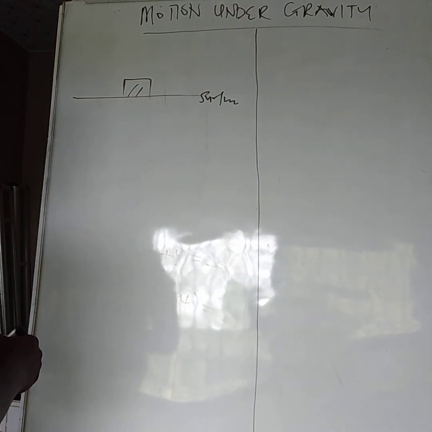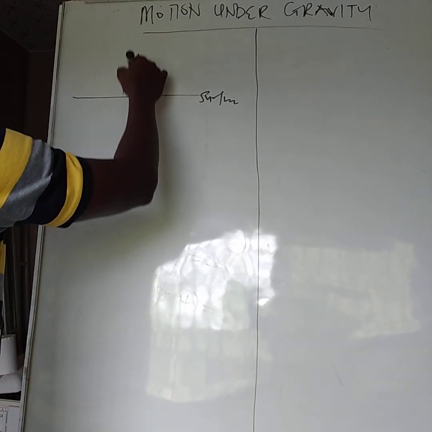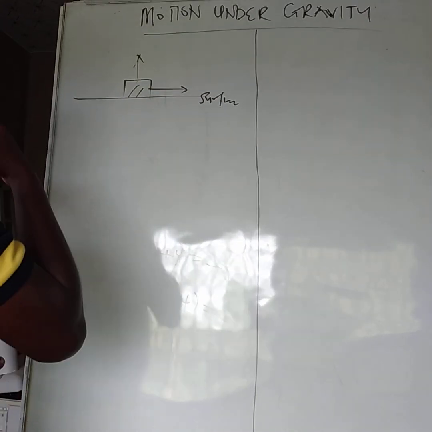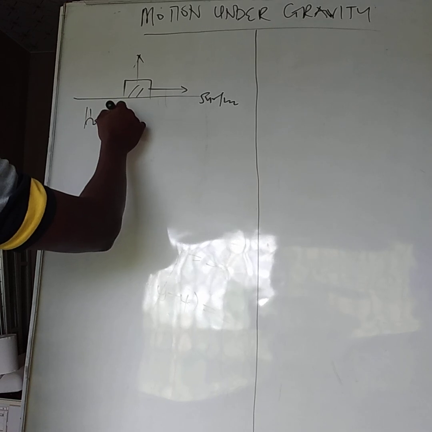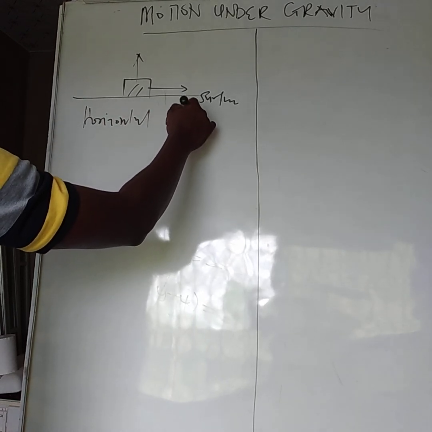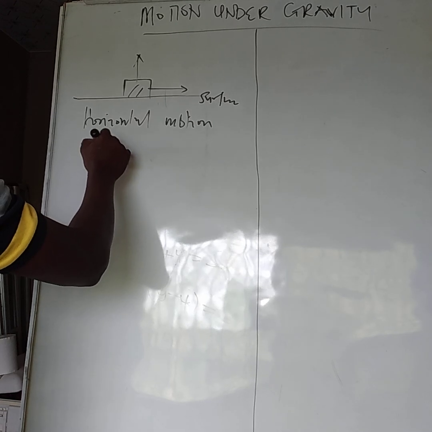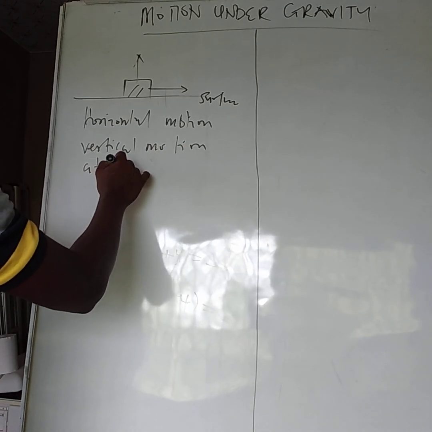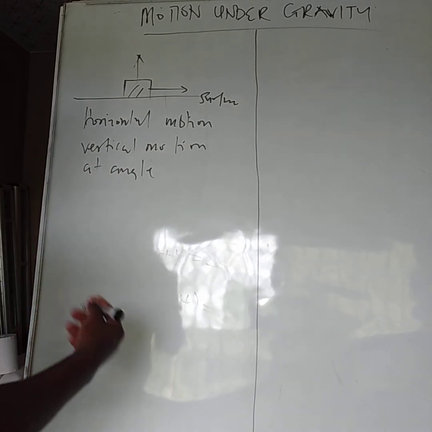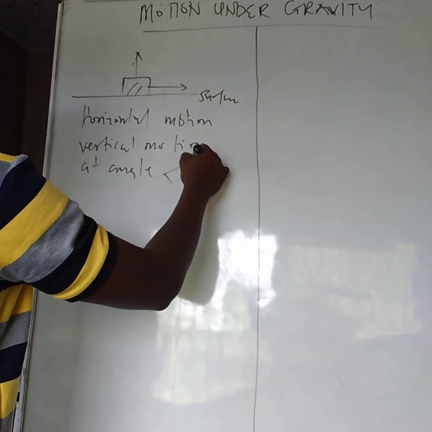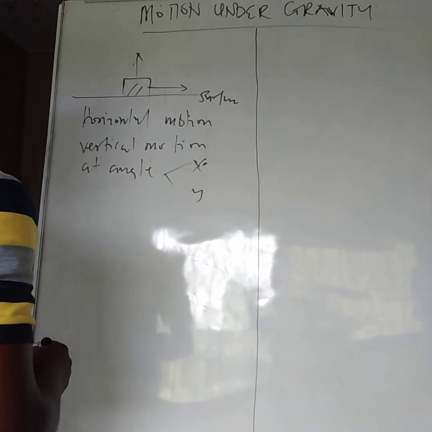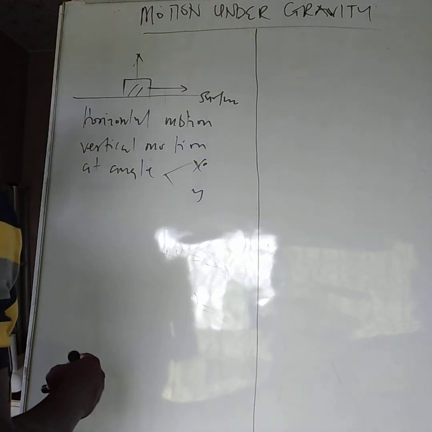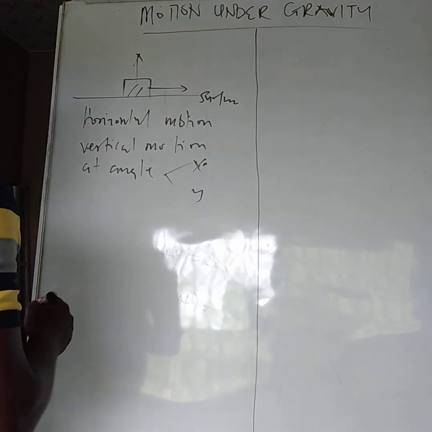You realize that there are several ways in which the object can move. There can be an upward movement this way. There can be a movement in this horizontal direction, meaning that there can be horizontal motion, and then there can be vertical motion. There can also be motion at certain angles, which we all know from the beginning that you have to resolve into x component and y component, that is the vertical and horizontal component. Good. Now, if you want to talk about motion under gravity, then you are talking about vertical motion.